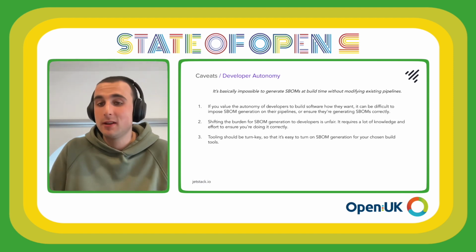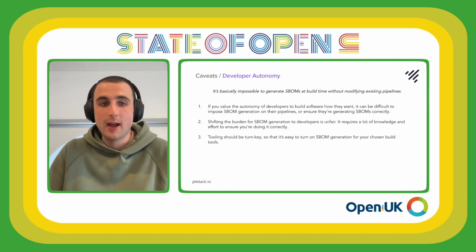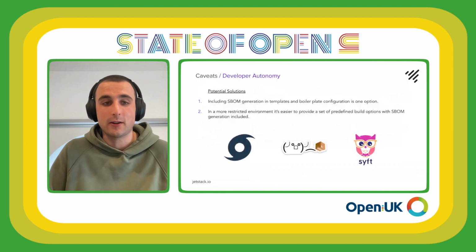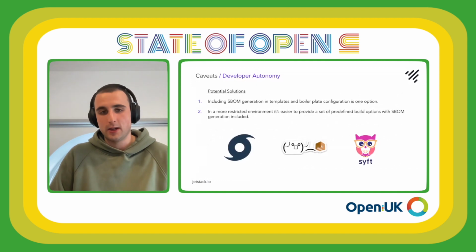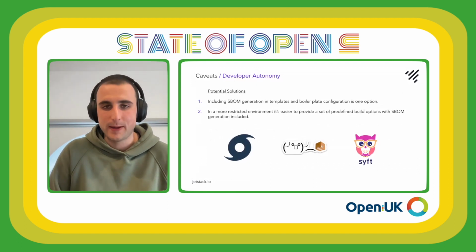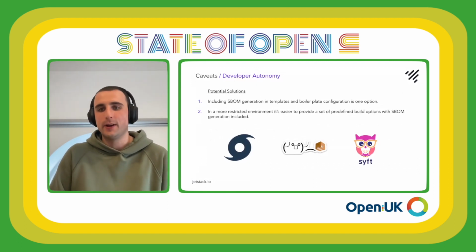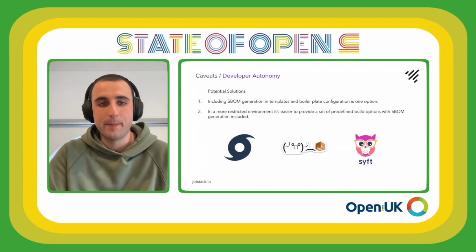It requires, as hopefully you've gleaned from this presentation, a lot of knowledge and effort to ensure you're doing it correctly. And I think, at least for me and colleagues I work with, tooling for this should be turnkey. So it's easy to turn on SBOM generation for your chosen build tools. It should just be an option that people can buy into, especially for developers and those that are modifying and building the build pipelines.